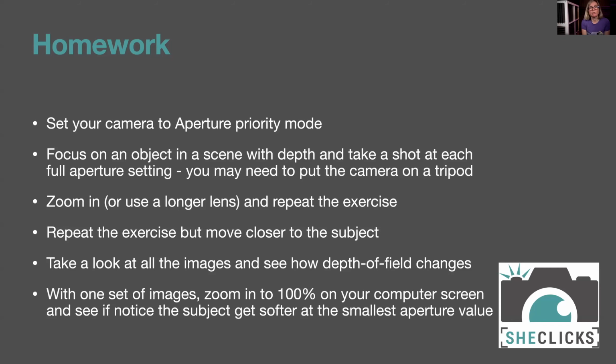Also, with one set of images, zoom right in to 100% on your computer screen and see if you can see the impact of diffraction. You should see, as you move from a wide aperture to a small aperture, when it's wide open, you might notice as you close down, the image gets a little bit sharper, and then as you close down further, it will continue to get sharper, and then after a little while it starts to get softer again. And usually, like the last two aperture settings, you'll notice that the image isn't quite as sharp as you thought it would be.